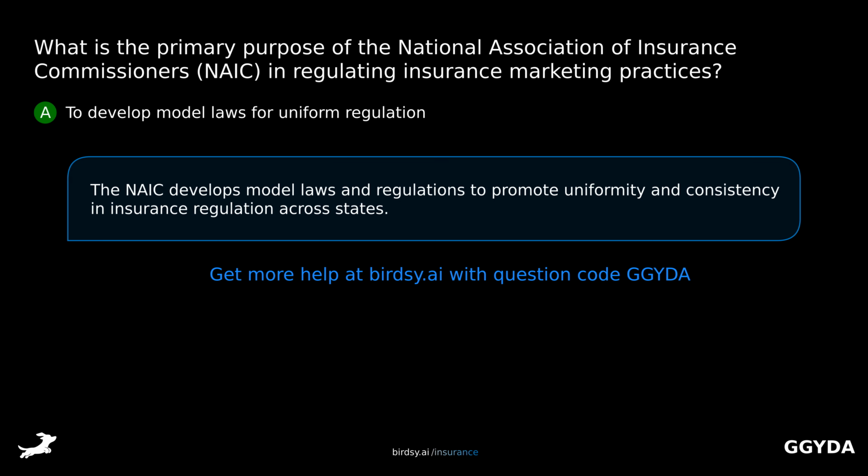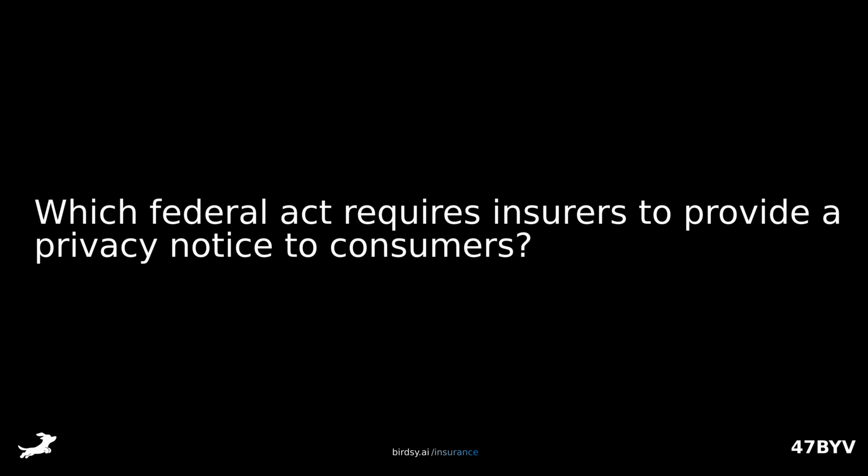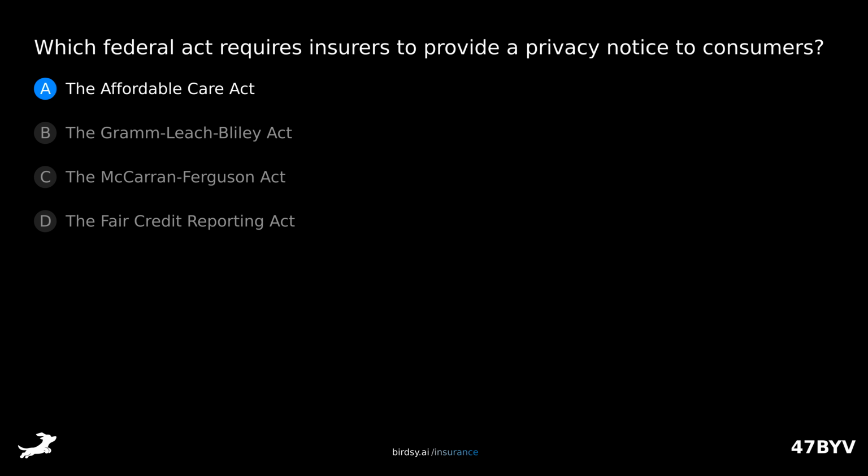The NAIC develops model laws and regulations to promote uniformity and consistency in insurance regulation across states. Which federal act requires insurers to provide a privacy notice to consumers? Is it A, the Affordable Care Act, B, the Gramm-Leach-Bliley Act, C, the McCarran-Ferguson Act, or D, the Fair Credit Reporting Act? The answer is B, the Gramm-Leach-Bliley Act.